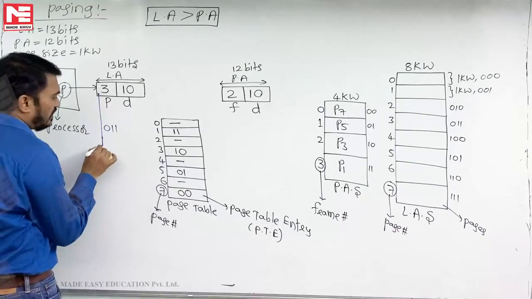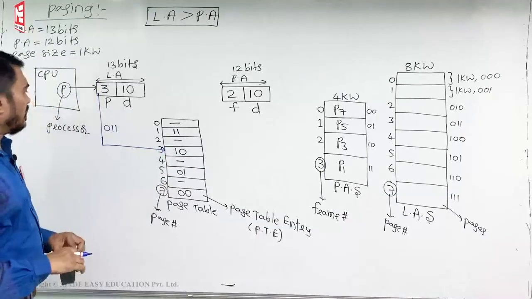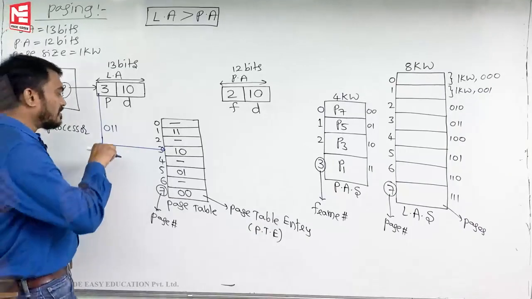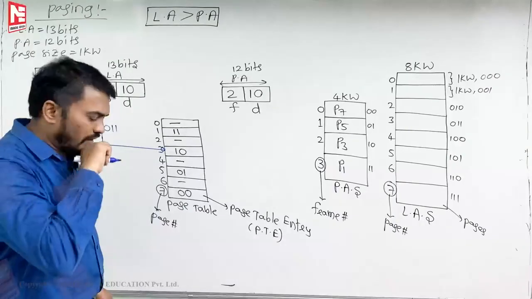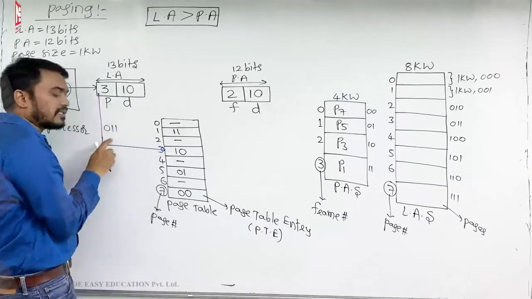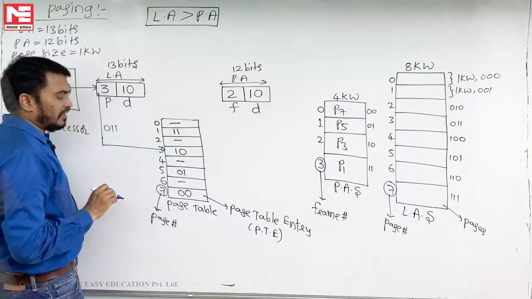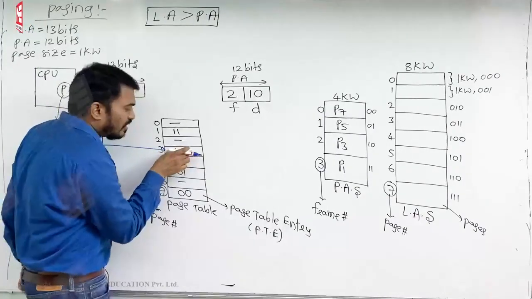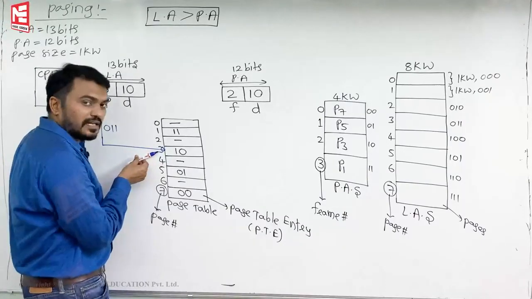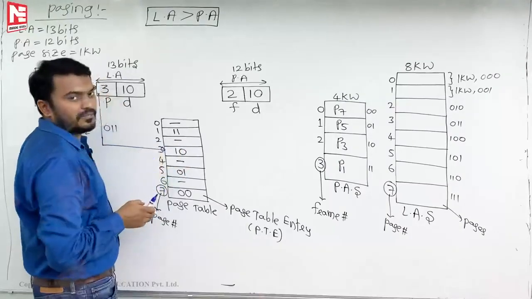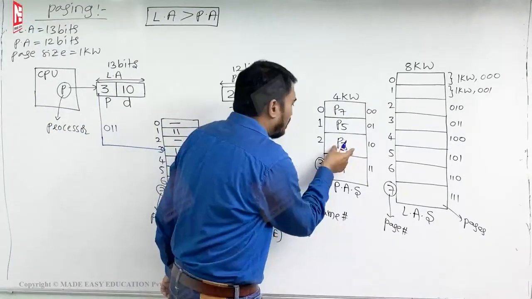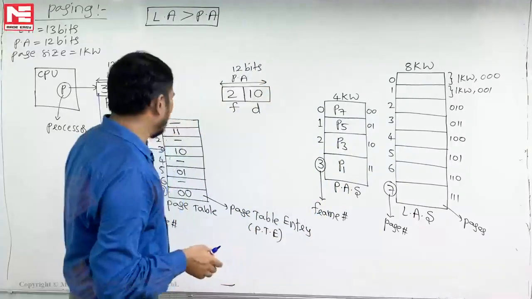You take that page number and index into the page table. Inside the page table entry, you have the frame number. What does that mean? This particular page of the LAS is available in this particular frame of the PAS. The page table entry contains the frame number. Look, page number 3 is available in frame number 2, which is 1 0 in binary format.